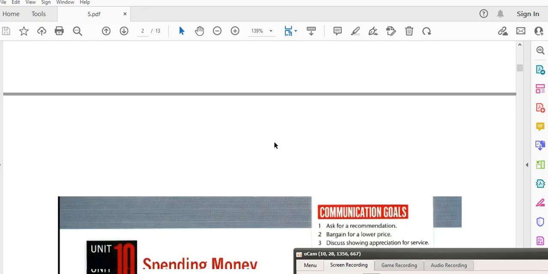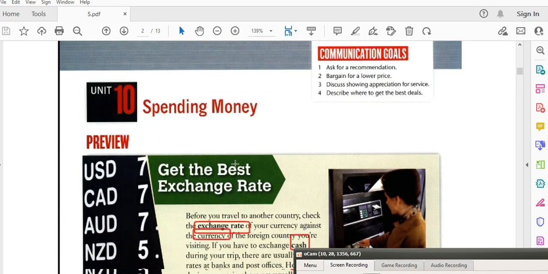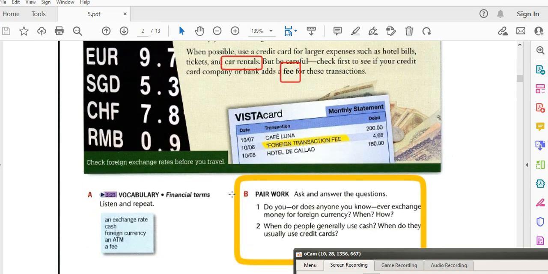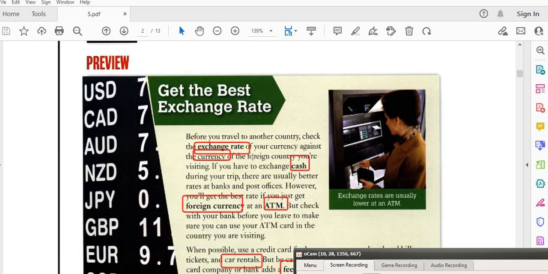Unit 10. We are on this page, spending money. Get the best exchange rate. Exchange rate, نرخ ارز. Before you travel to another country, the exchange rate of your currency against the currency of the foreign country you're visiting is really important. If you have to change cash during a trip, there are usually better rates at banks and post offices. However, you will get the best rate if you just get foreign currency at an ATM.